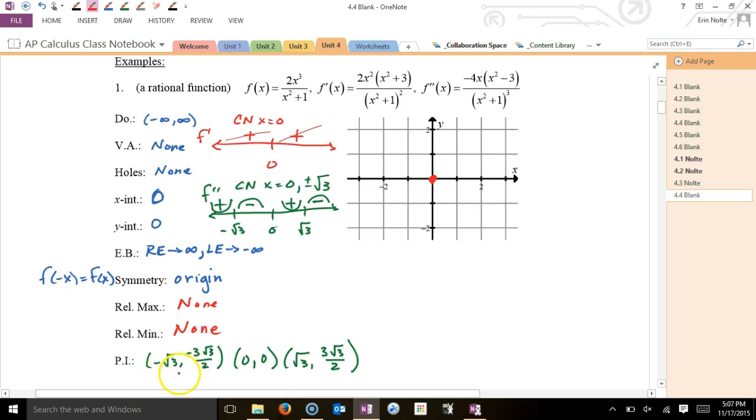Negative square root of 3, that's going to be a little bigger than 1, and then 3/2, so that's 3 right about there, and there. So those are those points of inflection. Okay, so remember that this function is always increasing, so that means from left to right we're going upwards.